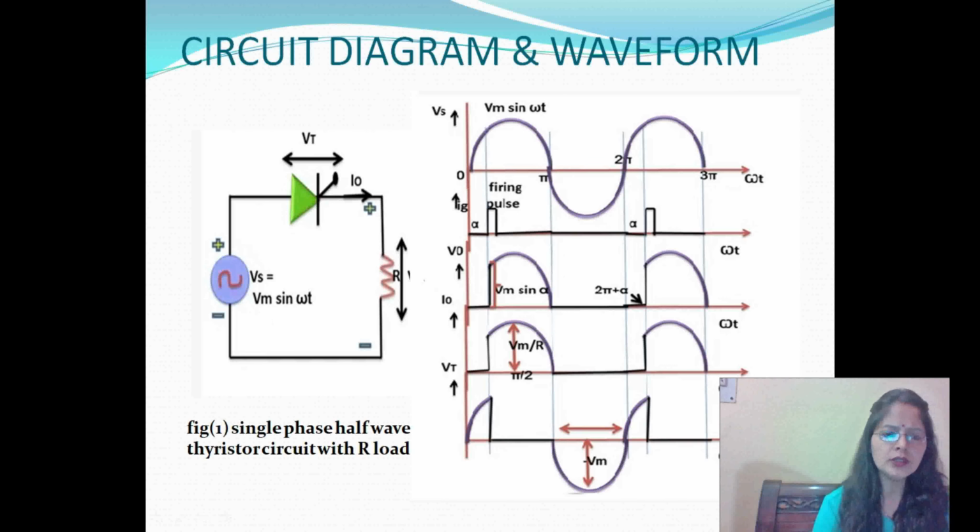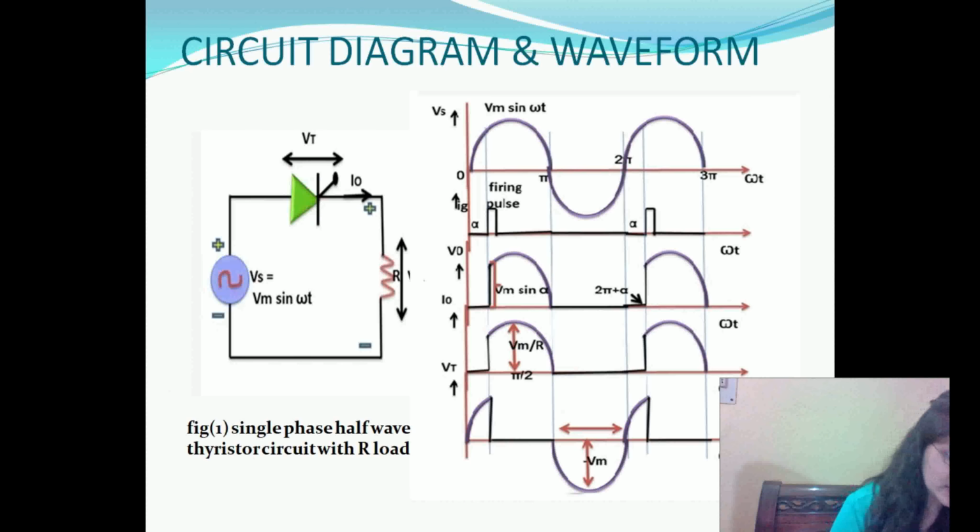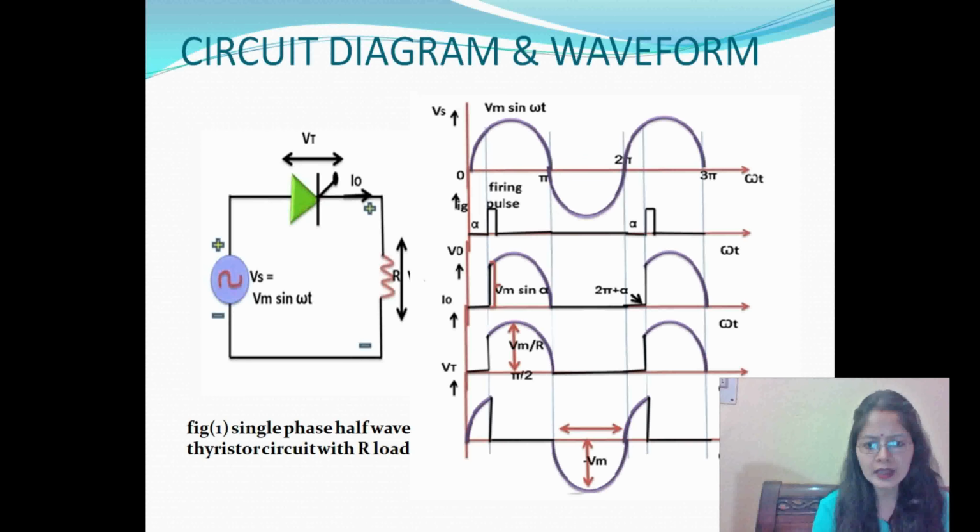In order to turn on the thyristor, we must have Vs greater than 0 as well as supply the gate current, that is Ig not equal to 0. For triggering the thyristor, we will give gate current at an angle of alpha here. This is known as the firing pulse.